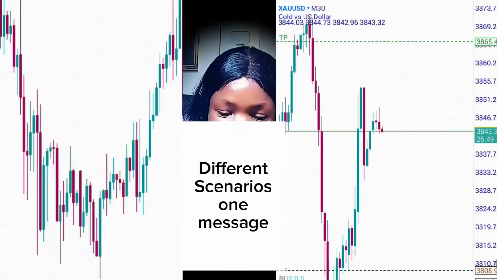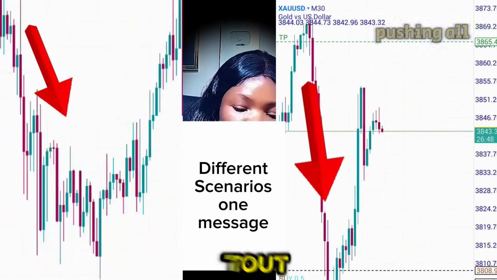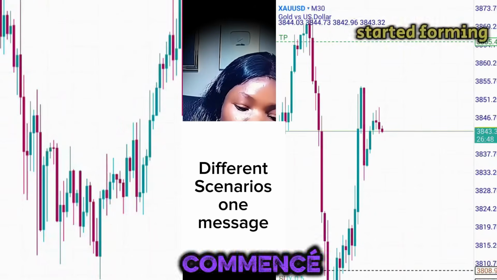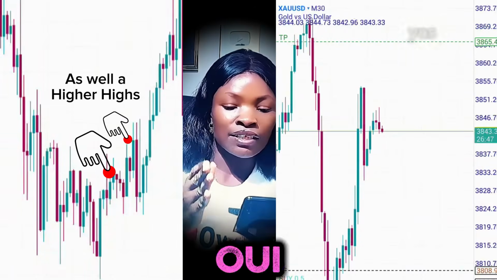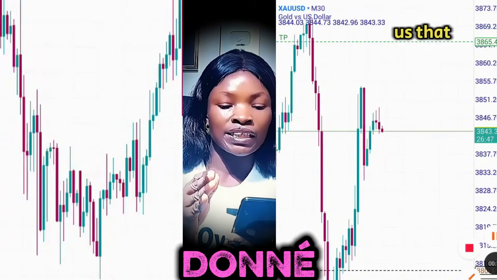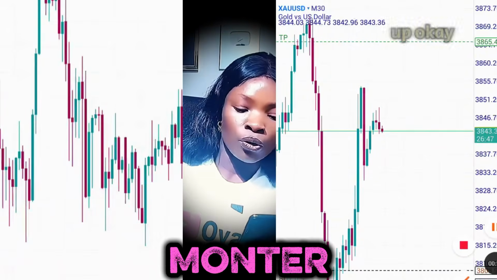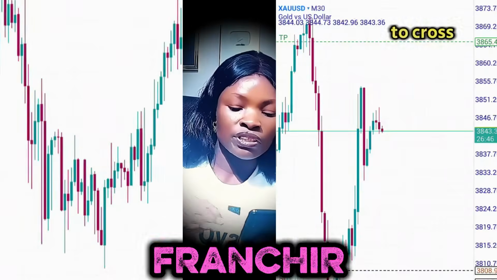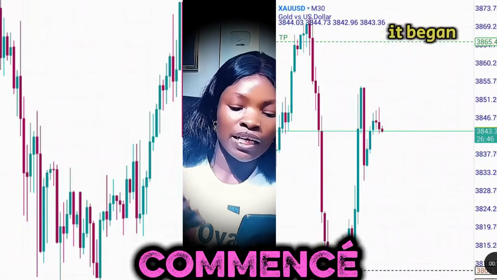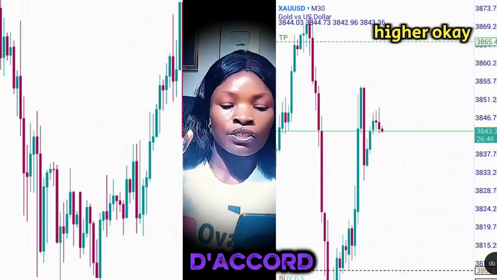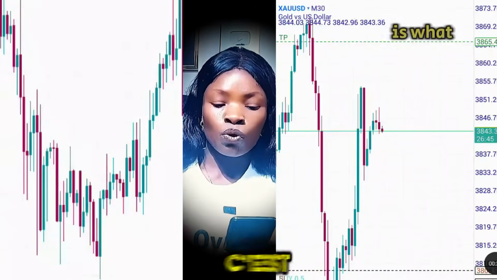Okay. So you see that on the 30 minutes time frame, it was pushing all the way down before, but it started forming higher low, and higher low. So this alone has given us that indication that it now wants to continue going up, okay? Because it was supposed to cross this level here and keep pushing down, but it didn't. Instead, it began to push higher, okay? So as at this moment, we are now looking for an entry.